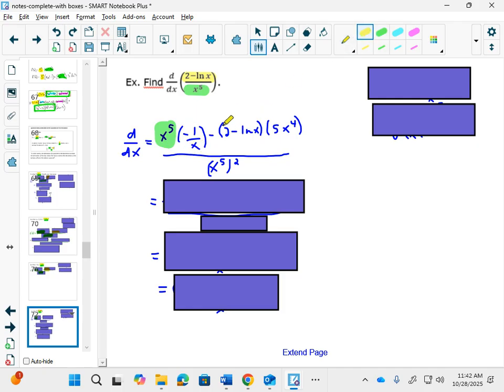Minus, now I keep the top the same. Here's the top staying the same. And the derivative of the bottom is 5x to the 4 over the bottom squared.